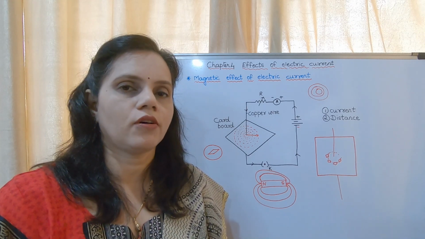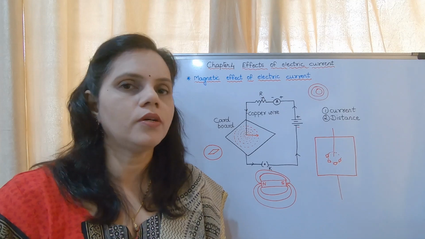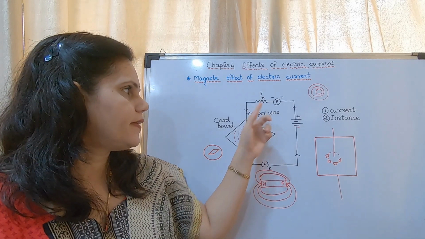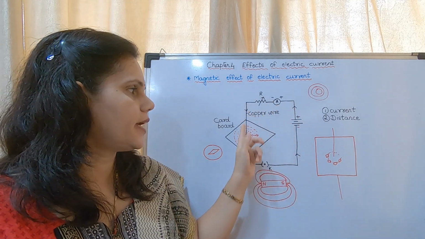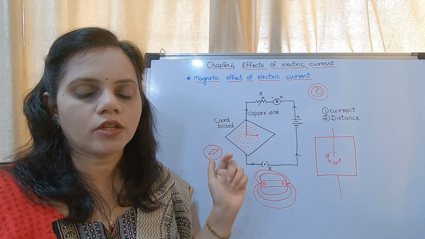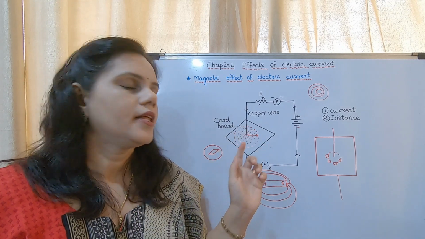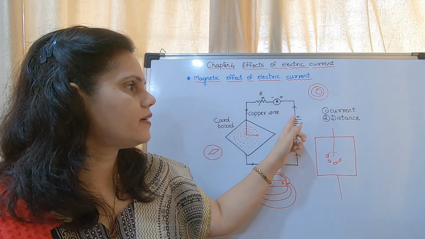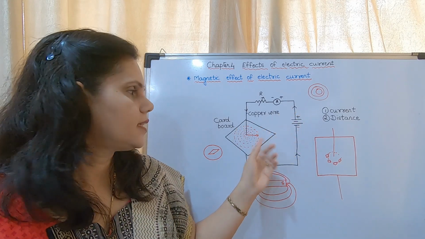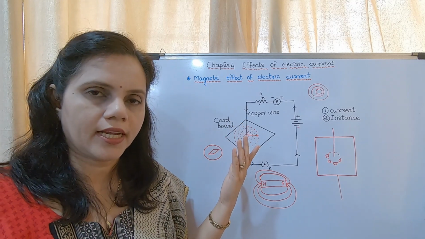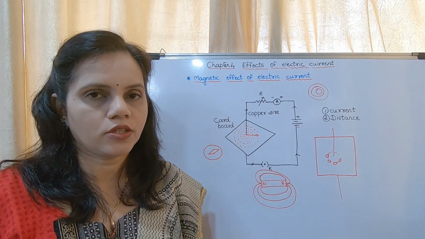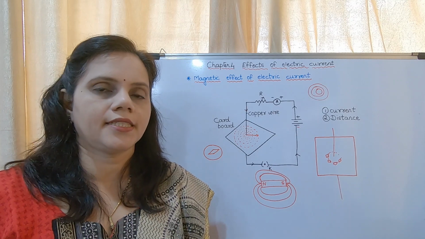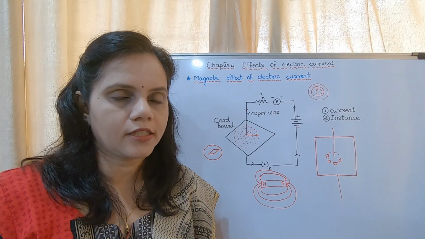The magnetic lines of force are always from north to south. That means when the current is flowing in this direction, then it is from north to south. The direction of current is in one direction. If you reverse this, then the current will be in the opposite direction, and the magnetic effect also will be in the opposite direction, just like we saw in the other experiment.